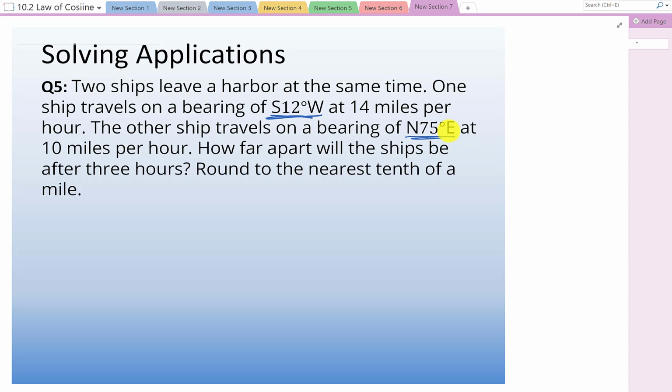And so over here to the side, let's start drawing. Two ships leave a harbor at the same time. All right, so let's put the harbor right in the middle of our compass. And so one ship travels at a bearing of south 12 degrees west. So 12 degrees. Here's west, here's south. And if we were in class, I would take a quick survey and say, okay, 12 degrees. It's about like that.